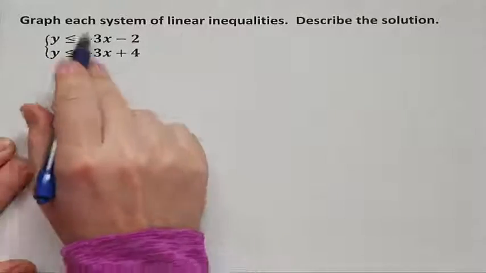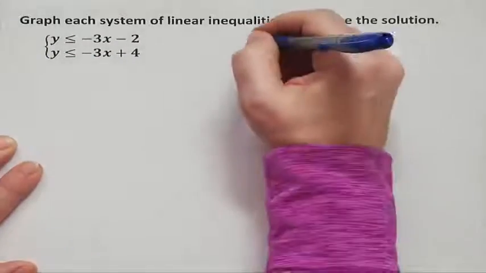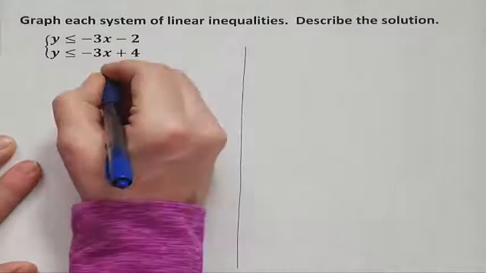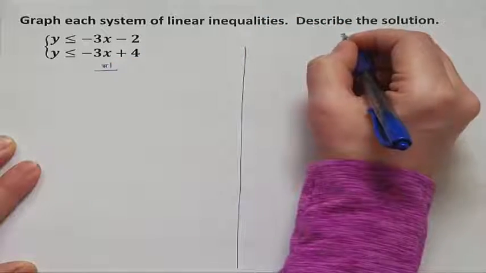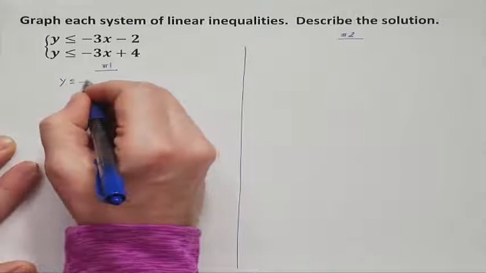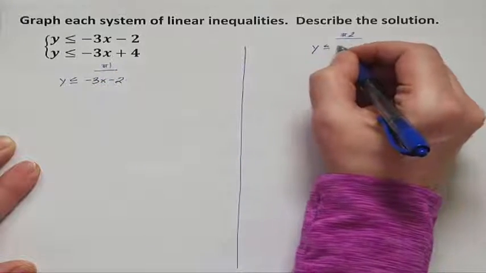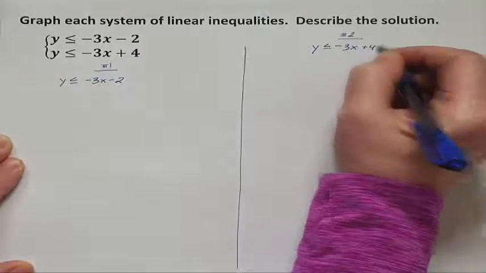Our last problem. I need to graph these inequalities and then describe where their solutions are. So here's me splitting my paper. I have space for line number 1 and space for line number 2. Line number 1 was y is less than or equal to negative 3x minus 2. Line number 2 was y is less than or equal to negative 3x plus 4.